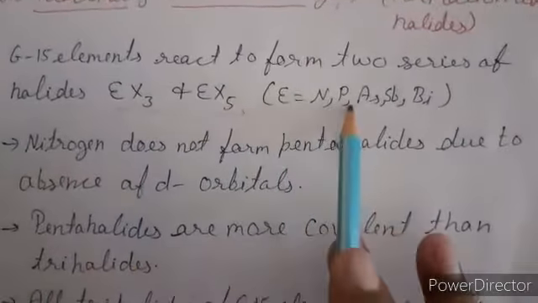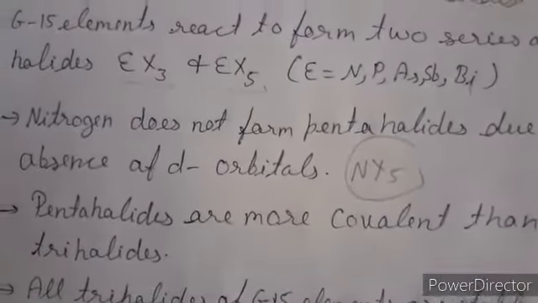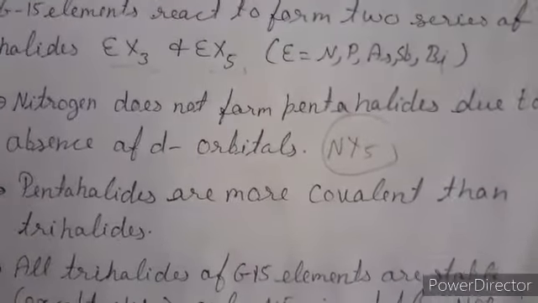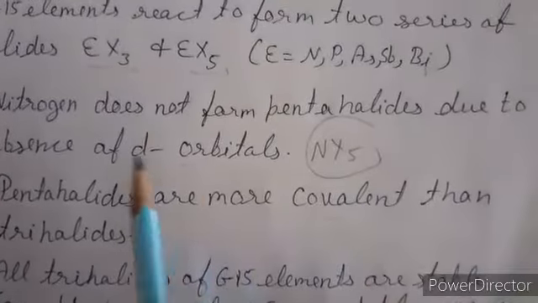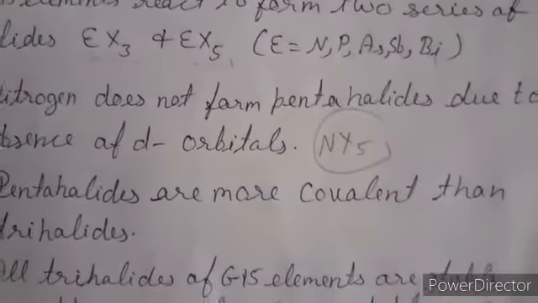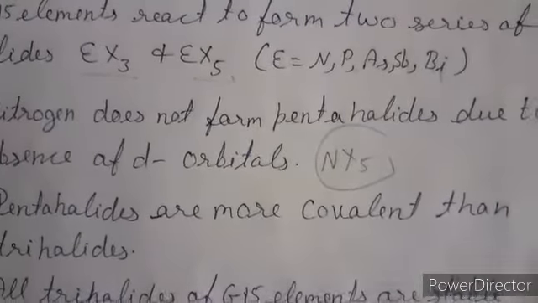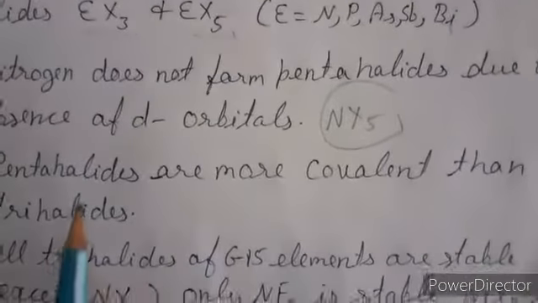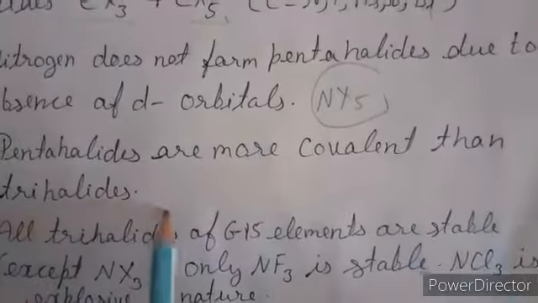Why? Because of the non-availability of d orbitals. It extends its covalence only up to 4 bonds, not up to 5 bonds. So due to the absence of d orbitals, nitrogen does not form a pentahalide: NCl5, NF5, NI5, NBr5. Pentahalides are more covalent than trihalides.